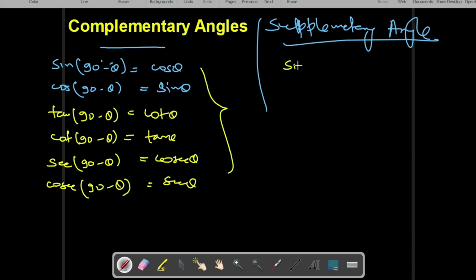Now supplementary angle, if I write sine 180 minus theta. So in supplementary it will not change.